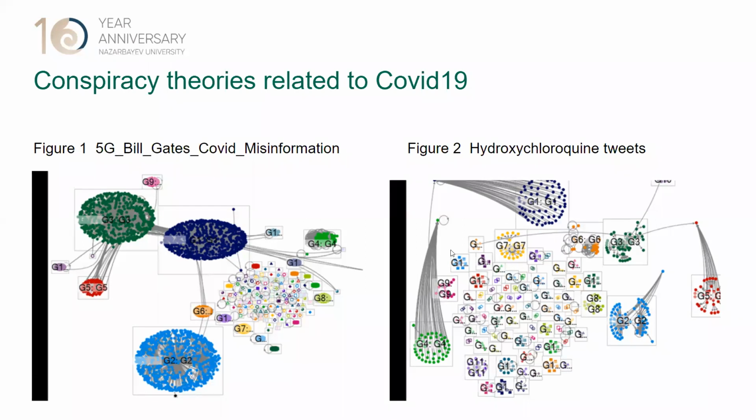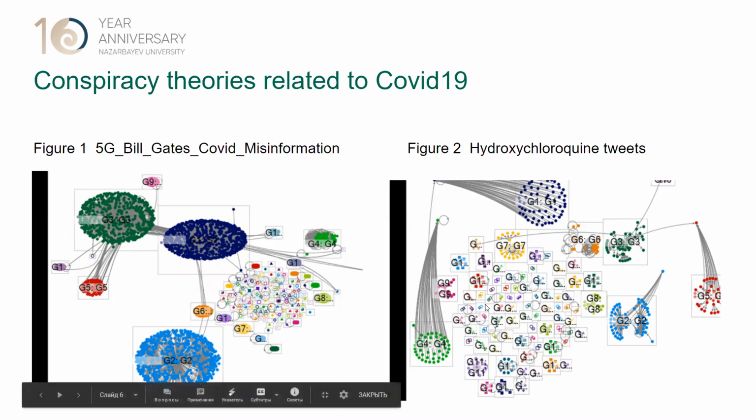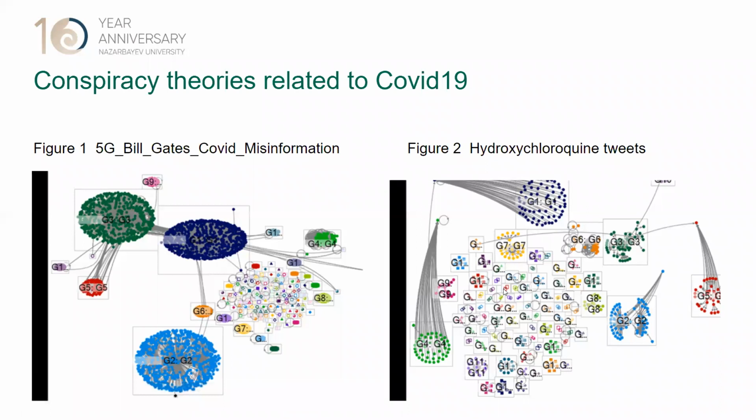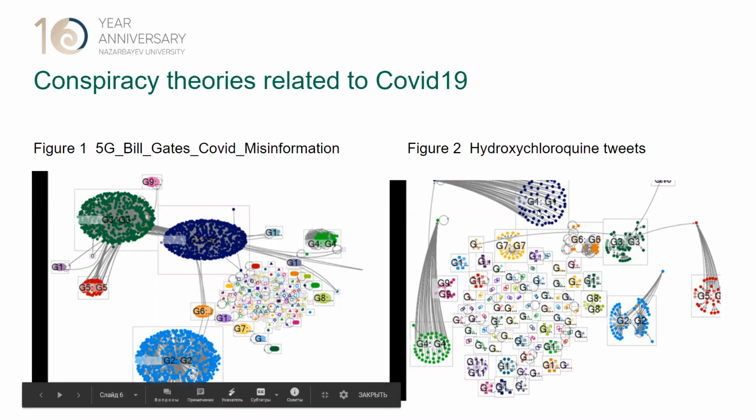On the second figure, you can see tweets related to hydroxychloroquine. So groups like this, very small groups, just tweet and mention and reply to each other. They just discuss the tweets. But the groups here, J4 and J1, are deliberately spreading the information, the tweets.